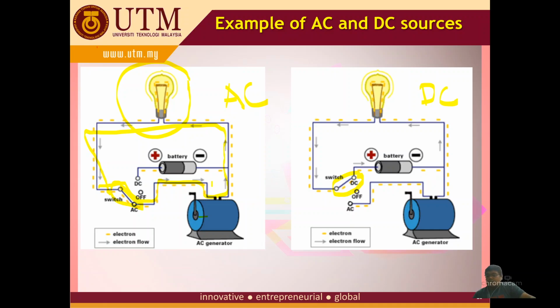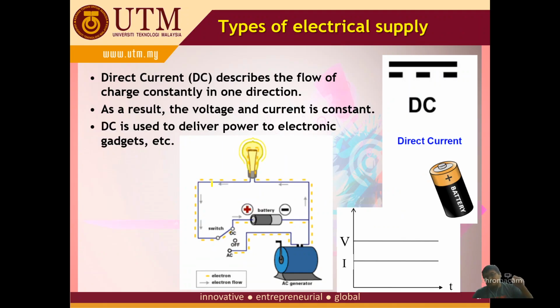Okay, let's go to the next slide. The types of electrical supply. We have this example of a DC system. Maybe if you are not aware, this is the symbol of a DC system. You have a straight line and also the dotted line here. It describes the flow of charge constantly in one direction. So it is in one direction, and as a result, the voltage and current are constant.